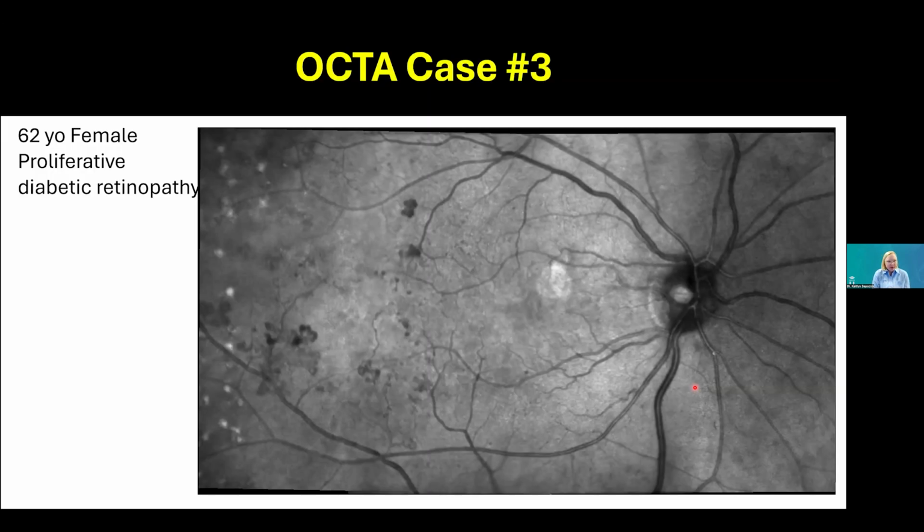This is an example of a patient that had very severe PDR. I saw this patient for many years. She had repeated PRP treatments done, which you can see some of here on the infrared image. And she clearly still has a lot of neovascularization and continues to progress.